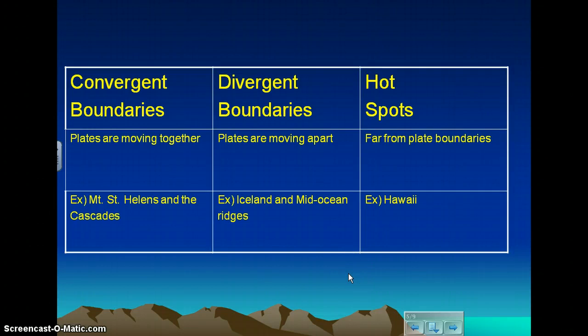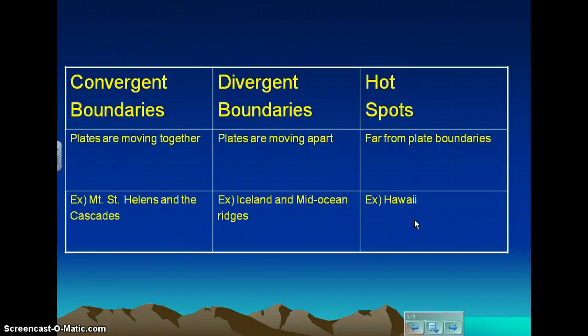Here's a little bit more about what I just mentioned about how the plates are moving, and examples of places that you would find these kinds of boundaries. Mount St. Helens is part of the mountain range called the Cascades, and that would be an area where the plates are moving together, a convergent boundary. For divergent boundaries, a couple examples would be Iceland, which has many divergent boundaries, and ocean ridges, where the plates are moving apart, remember, from seafloor spreading.